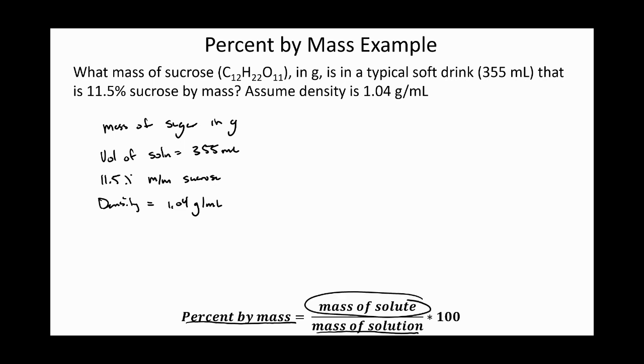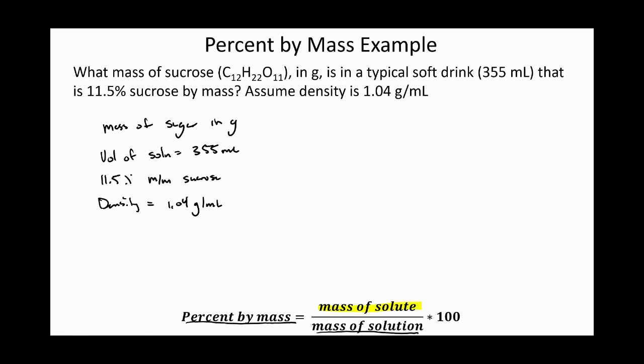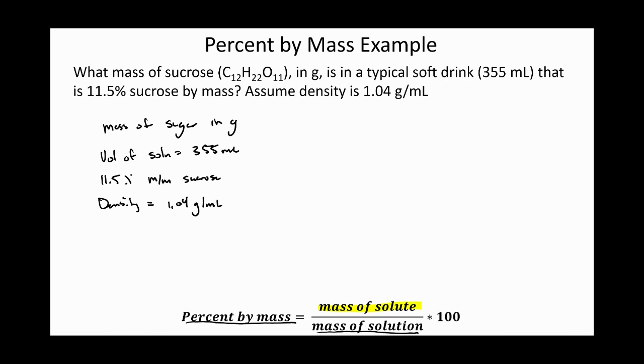This is the question I'm asking myself: what is my mass of solute? The way I'm going to figure that out, I'm going to highlight what I'm looking for, mass of solute, is I'm going to manipulate that equation to solve for mass of solute. I could just say that mass of solute must just be equal to the percent by mass, so percent m over m, multiplied by the mass of solution. Just manipulating that algebraically.